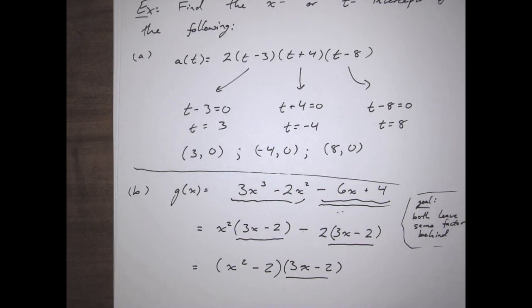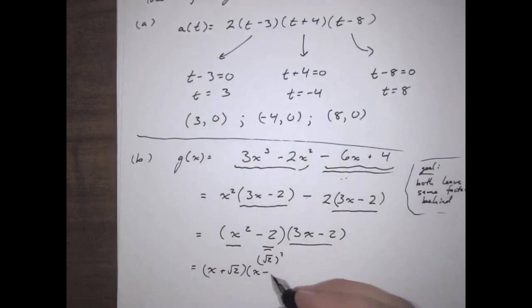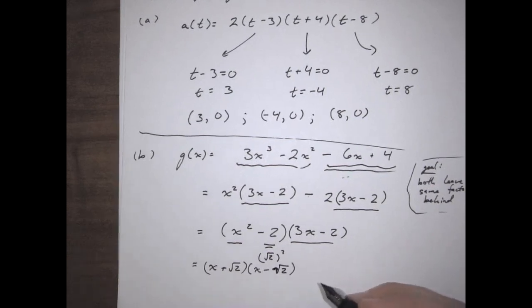Now, this part right here actually is a case of something that can be broken down into two factors, it's technically a difference of squares, where this is the square root of 2 squared. So what that means is what we have is x plus square root of 2, x minus square root of 2. And then that times 3x minus 2.